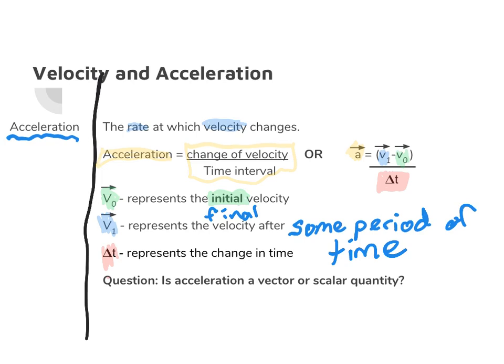So, I may have already answered this, but here is the question for you if you missed it. Is acceleration a vector or a scalar quantity?